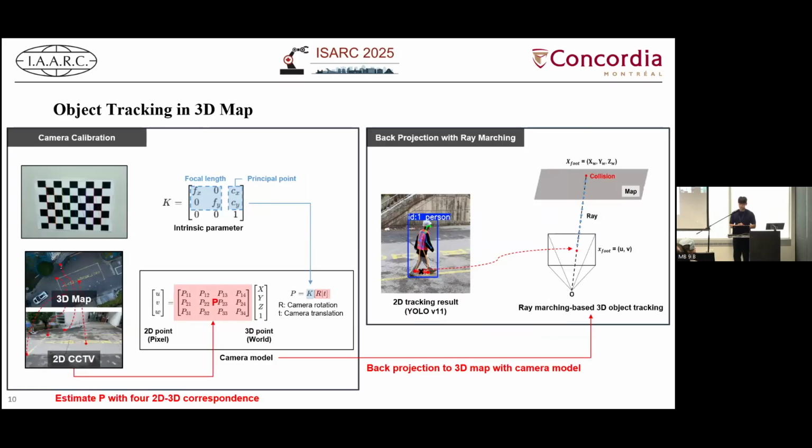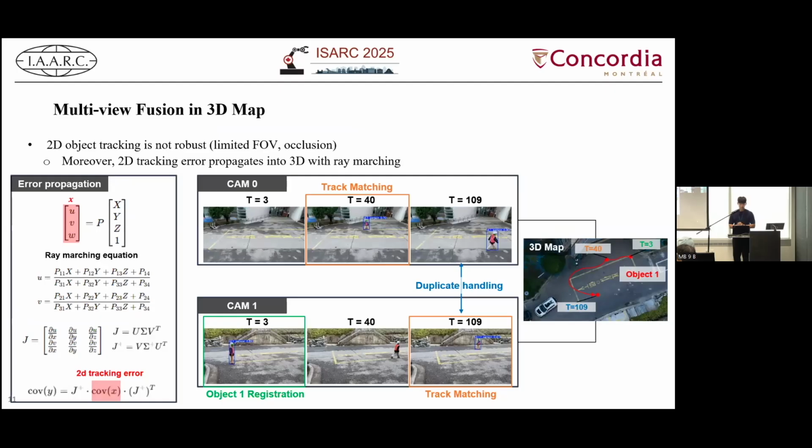And this is for step 3. We start with camera calibration to estimate the projection matrix P, which maps a 3D world point to a 2D pixel point. Then the 2D tracking results are back projected to the 3D map with the ray marching method. Because object tracking is not very robust, we further apply multi-view fusion.